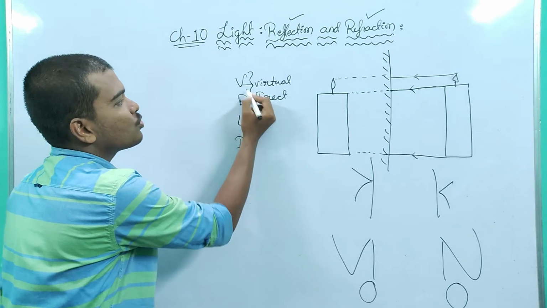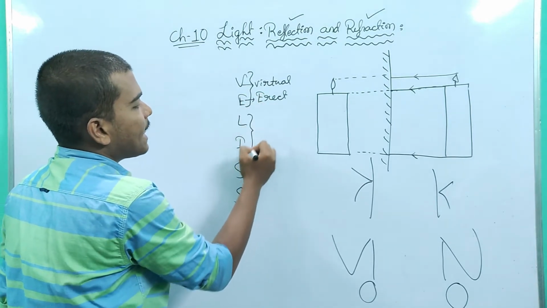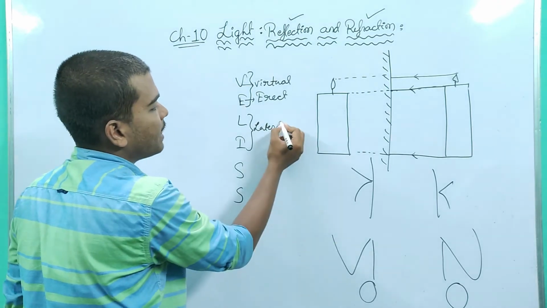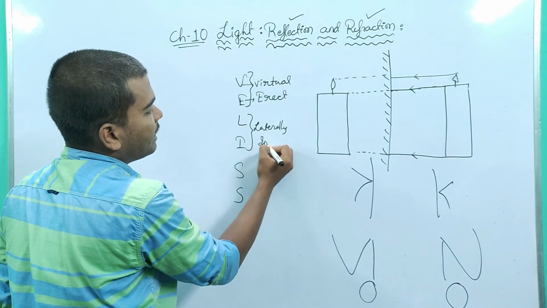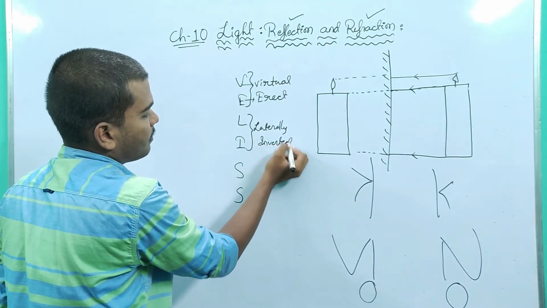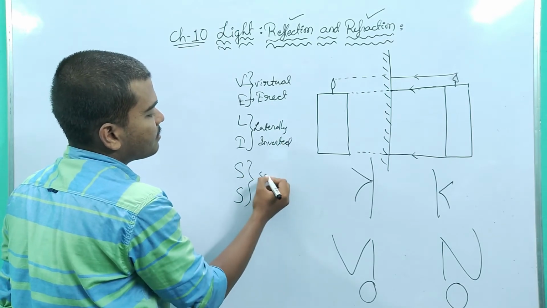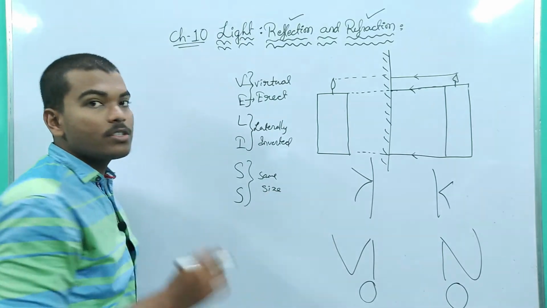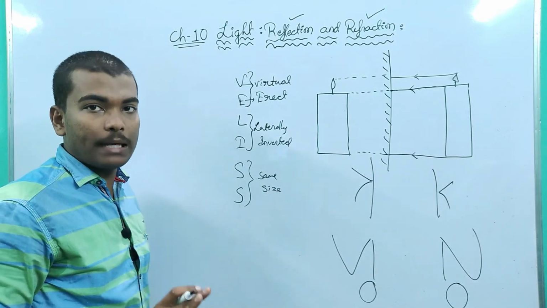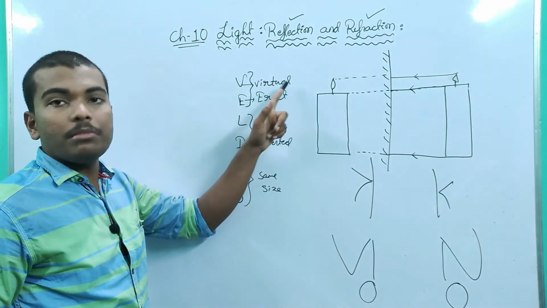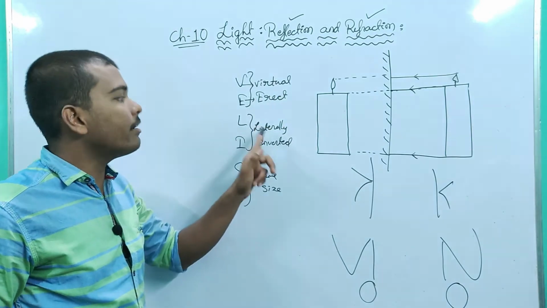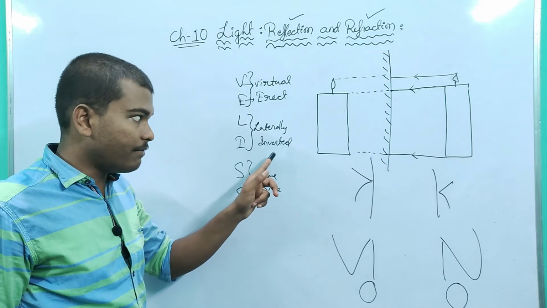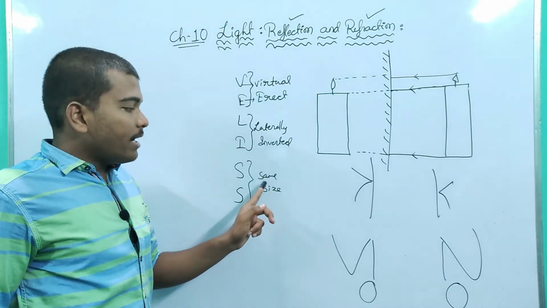V stands for virtual, E stands for erect, LI stands for laterally inverted, the one I tried to explain here. Then SS stands for same size. This is the image formation in case of a plane mirror. Give a bullet, write the image is virtual and erect. Give a bullet and write laterally inverted. Give another bullet, write same size.